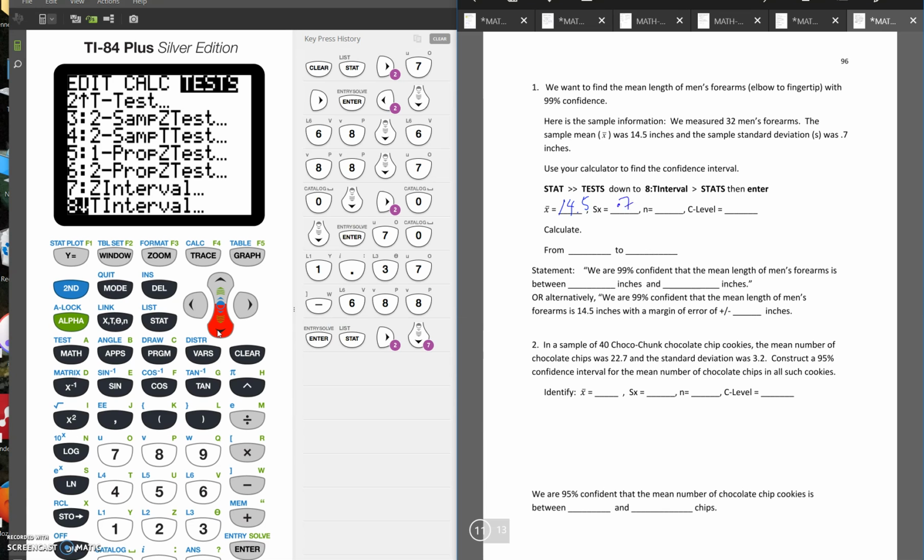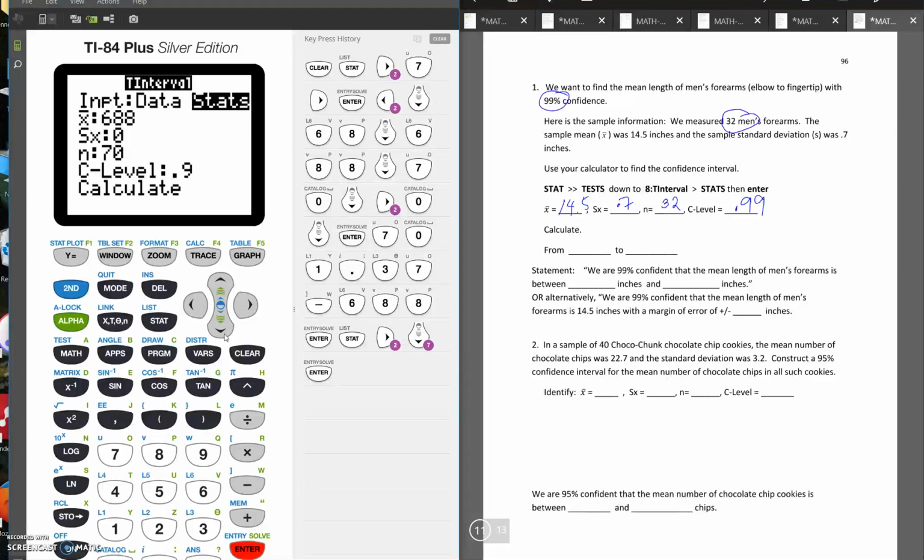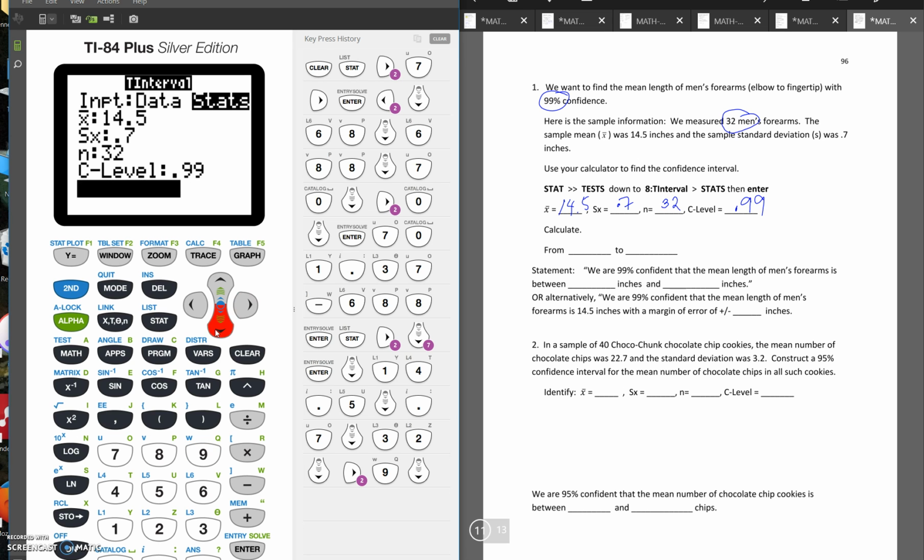Use your calculator to find the confidence level. So our n here was 32, and we want a 99% confidence, so we're going to put 0.99. So we're going to do that t-interval. So we're going to just put this information in, 14.5, 0.7, 32, and 0.99.